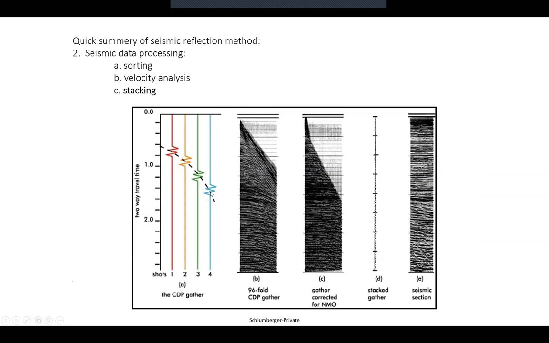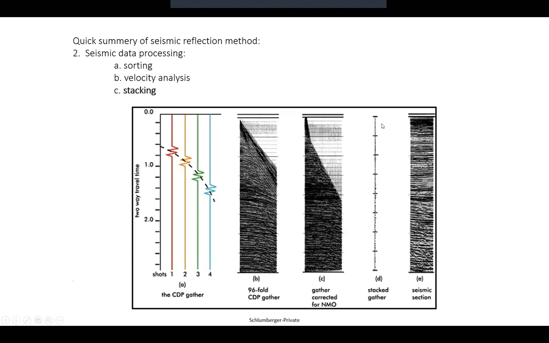So the rule of thumb is the bigger the distance, the bigger the move out, right? So this one will move here and this one will move a little bit. And this is how it looks after it, see, that's a hyperbolic and this is a linear one. And then we stack all of them into one trace. This is how it looks. When we do it many, many times, this is what we get.